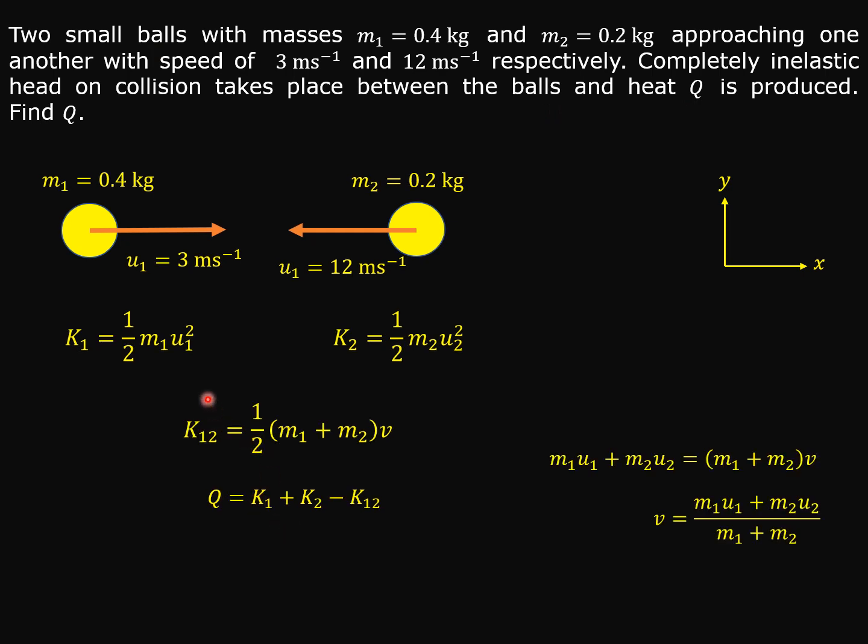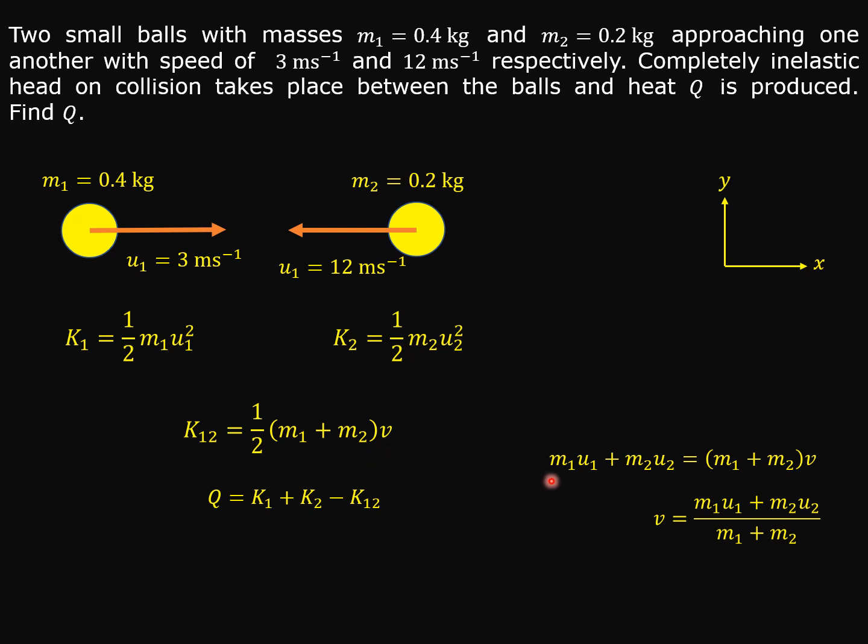But the problem is that we need to know V to find K12. The information of m1 and m2 is given in the equations, and u1 and u2 are also given. So the only information we don't have is V. If we can find V, then we should be able to find Q. So how do we find V? V is the common velocity of the two balls after the completely inelastic collision.